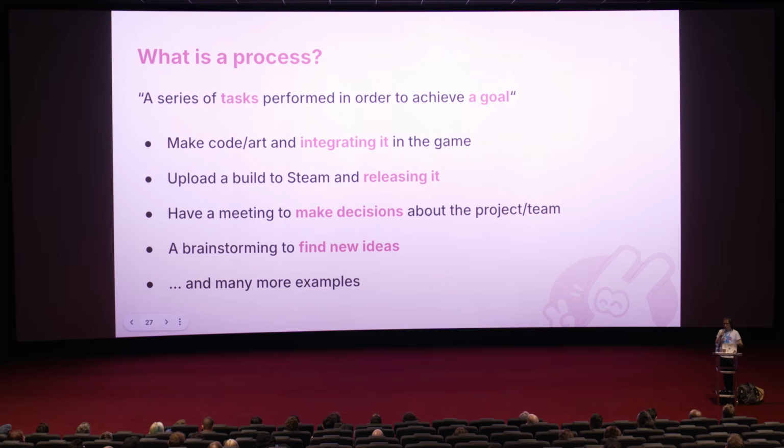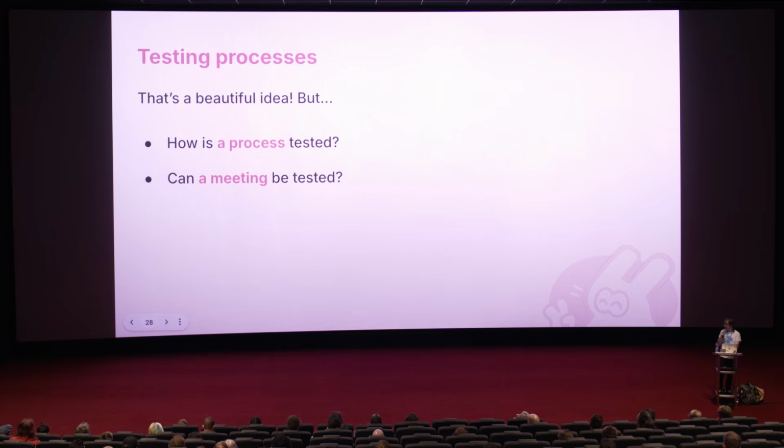An example is making code or art for the game and then integrating it in the project, because it's not the same as having a script in a folder that is not doing anything in the game. Yeah, you wrote code, but it's not doing anything for the game. So you need to integrate it. That's important. And maybe even uploading a build to Steam and then releasing it, or having a meeting is also a process if you want to make a decision, or if you want to brainstorm to find new ideas. So QA works on these processes, and that's a beautiful idea, but how do you even test this?